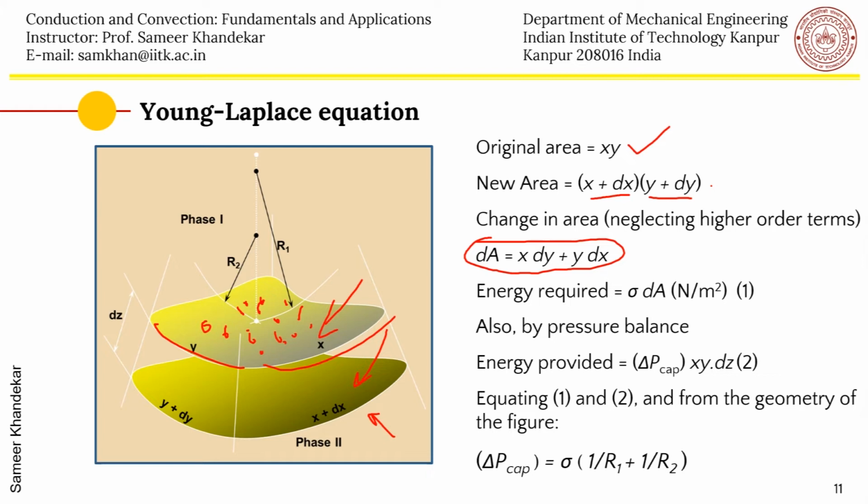Now this is done because there is an internal pressure which has pushed the interface. So phase 1 is pushing it, so that this interface is now growing. The energy which is provided in this push is the pressure difference, because the force has moved through a distance dz, and this force is equal to delta P cap into x into y.